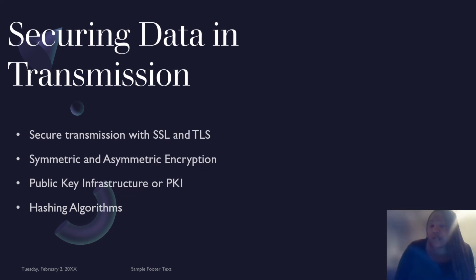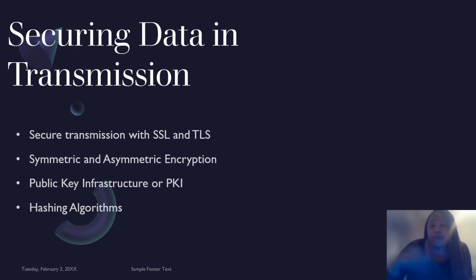In order to secure the data being transmitted, we need to secure the actual connection with protocols such as SSL and TLS. Both provide an encrypted tunnel between the sender and the receiver. Secondly, symmetric and asymmetric encryption should be used to protect the data itself.